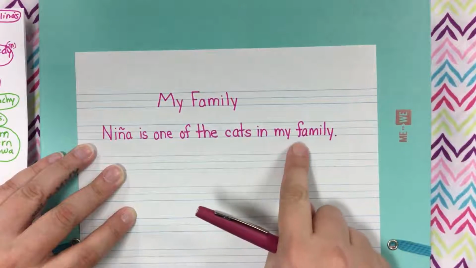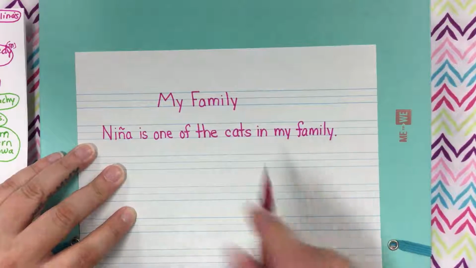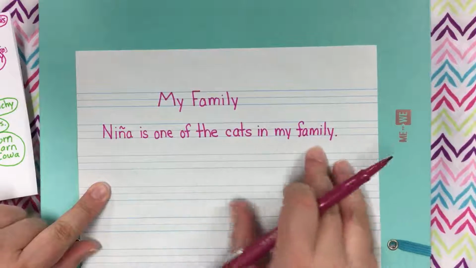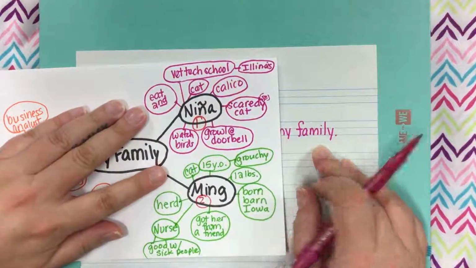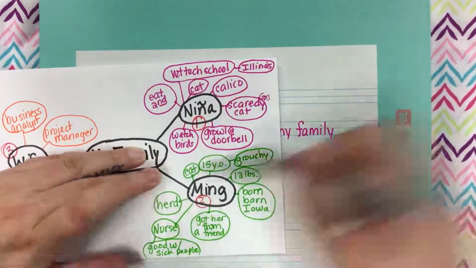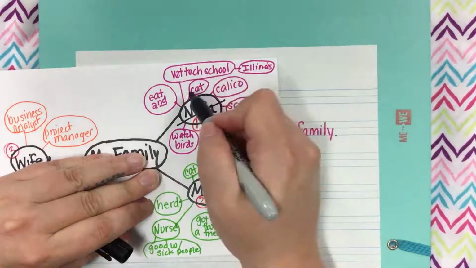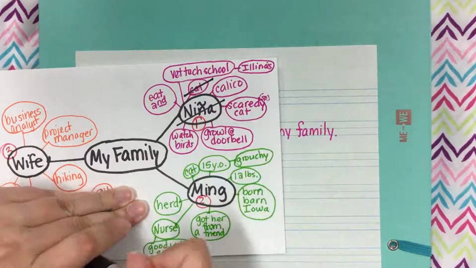Did you see how I connected my family here to the topic here? Totally on purpose. So now I'm going to look at my paper real quick. I have Nina is one of the cats in my family. So let's look back at our brainstorming. Well, I now said Nina, so I can cross her off. I said she's a cat. Perfect. And I have in my family. Well, that's still part of the main thing.